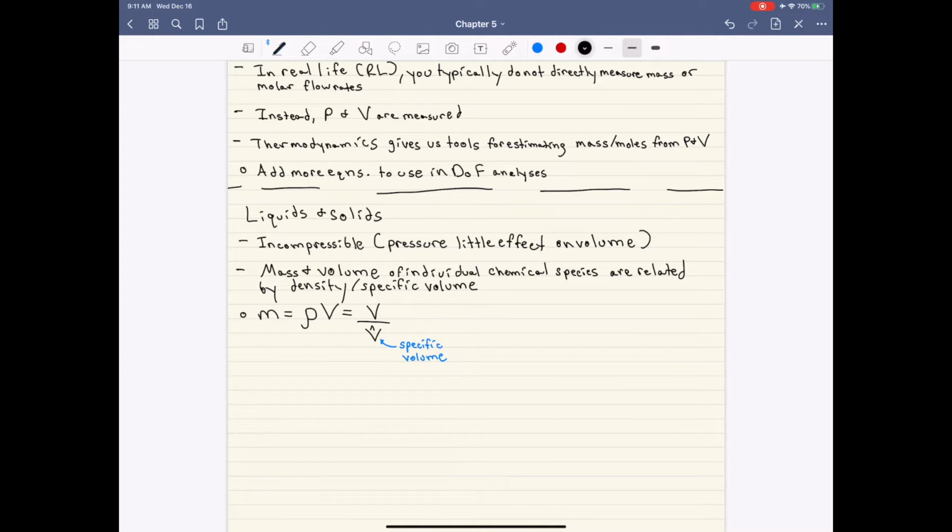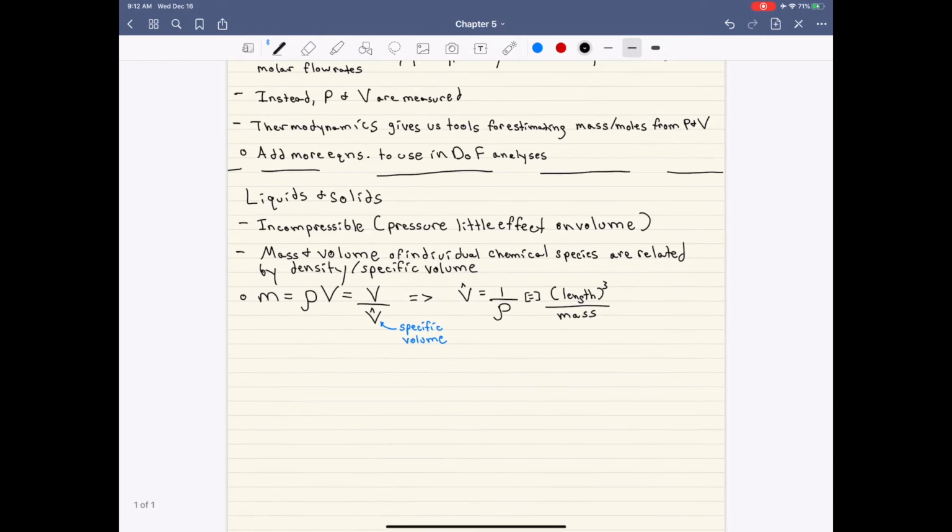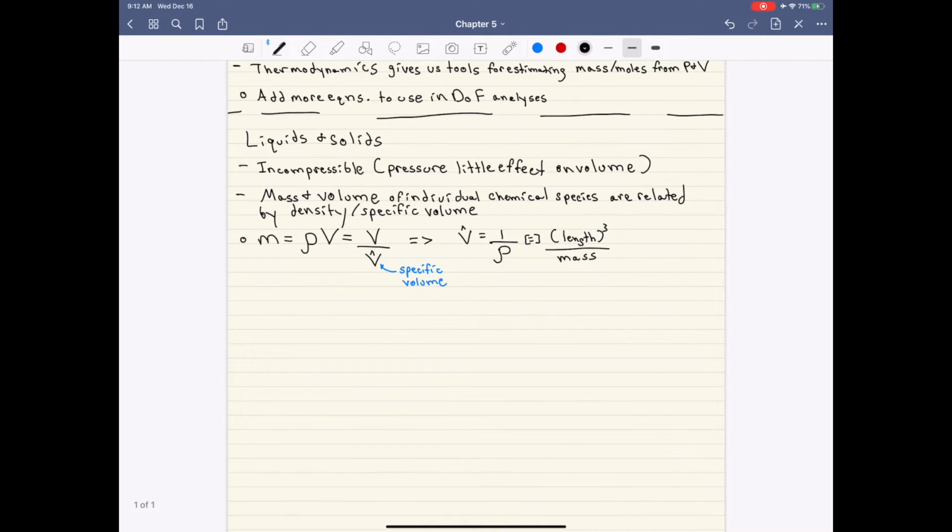And just based on inspecting this equation, I'm sure that you could figure out that specific volume is basically just the reciprocal of density. So that specific volume has dimensions of length cubed over mass. And so in this course, you need to be comfortable converting between density and specific volume. All right, and so if you just have a system with just one chemical species, that's how you can calculate the mass of the system.